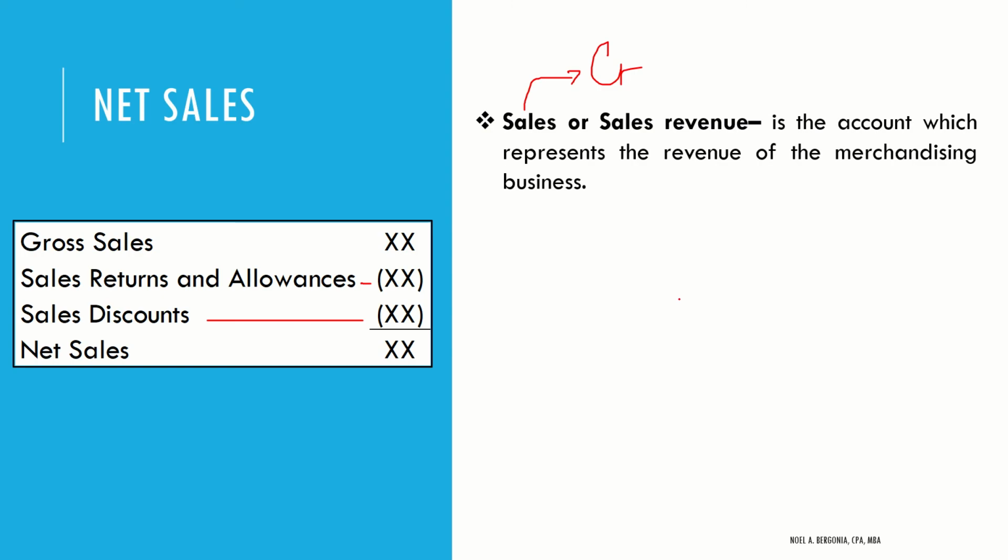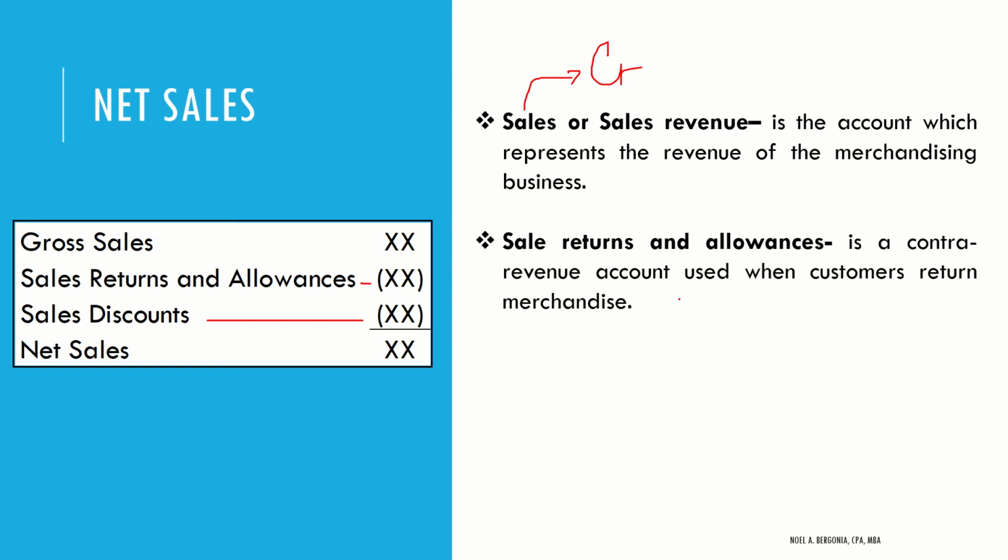The next account would be sales returns and allowances. Eventually, it is a contra revenue account, used when customers return a merchandise. So una muna, contra revenue account. Pag sinabi natin contra revenue account, it does not have the same normal balance just like the revenue account. So ang kinokontra nitong sales returns and allowances, of course, would be the sales account or the sales revenue account. Now, what would be the normal balance kung contra revenue account siya? Of course, the normal balance of sales returns and allowances would be debit.